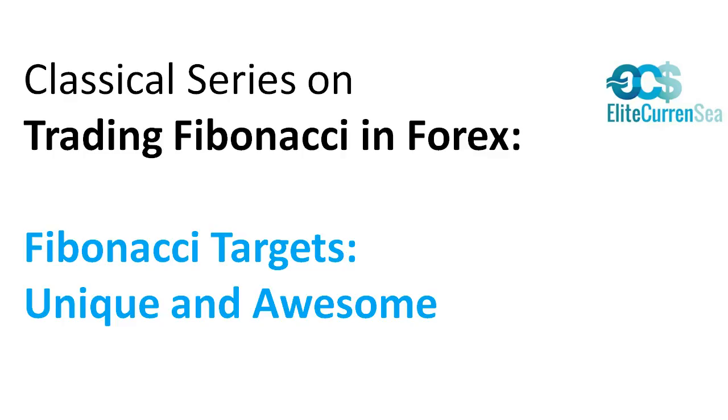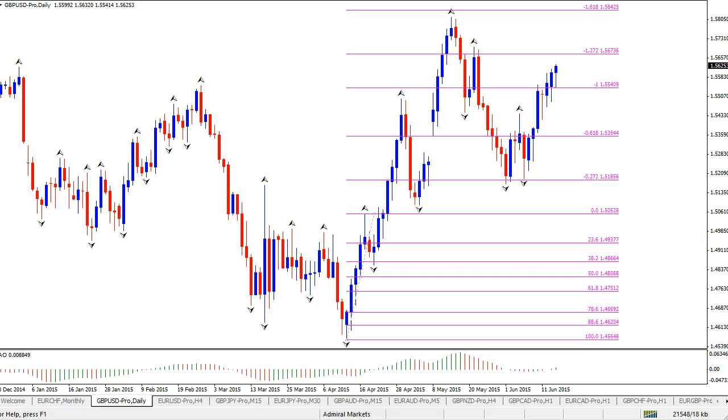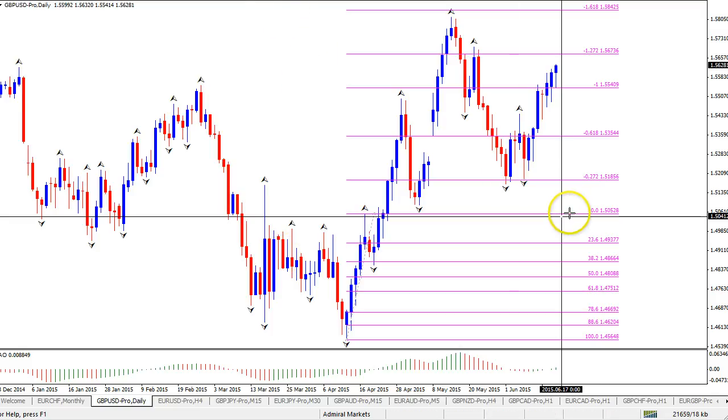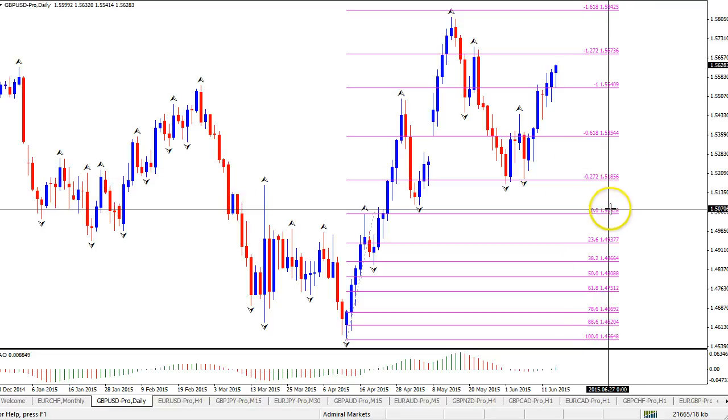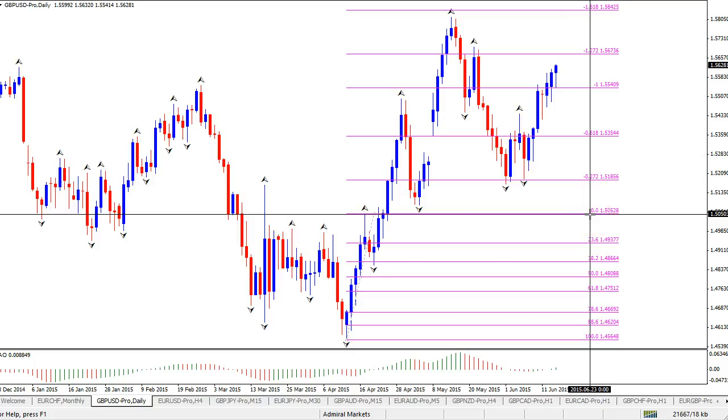This time around our focus is on Fibonacci targets and how unique and awesome they really are. So let's take a look at the charts and talk a bit about these Fibonacci targets. My very first target is the minus 0.272 target, and that is right, this one here, the very first one above the 0.0 level. In this case, I'm looking at an upside potential.